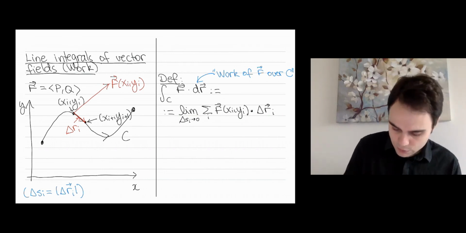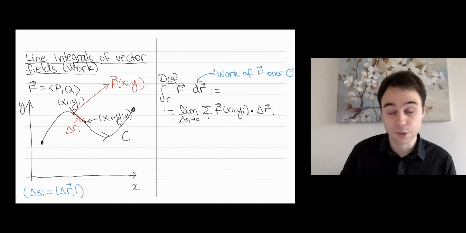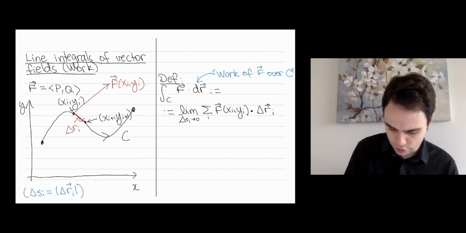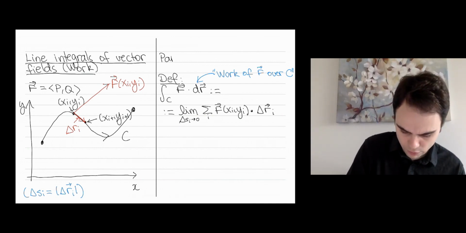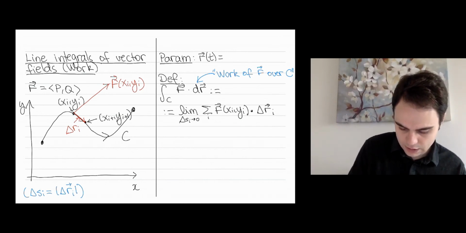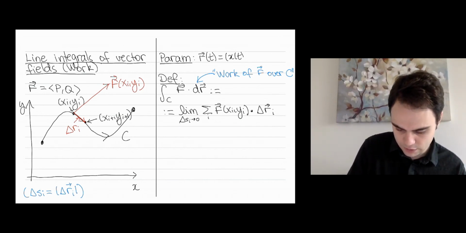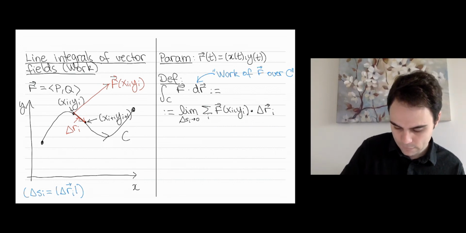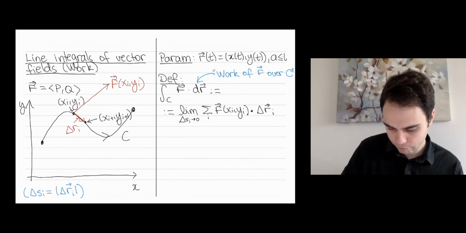For that, to compute any of these line integrals, we always need a parameterization of the curve. So let's say we have one. Let's say for this curve, r of t is x of t comma y of t, and t is between a and b.